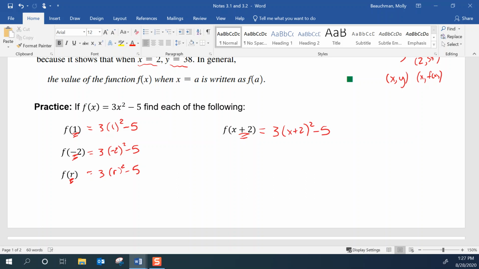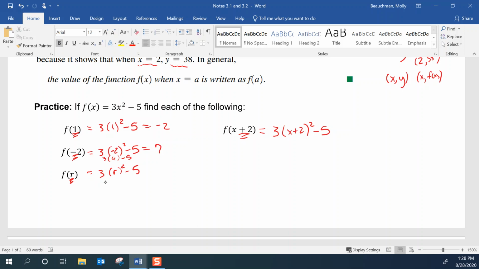So I'm going to go back. Let's simplify each of these. So 1 squared, 3 times 1 is 3 minus 5, gives us negative 2. That would give us a coordinate on the graph of 1, negative 2. Next, we get 3 times negative 2 squared is 4 minus 5. 12 minus 5 is 7. That would give us another coordinate.